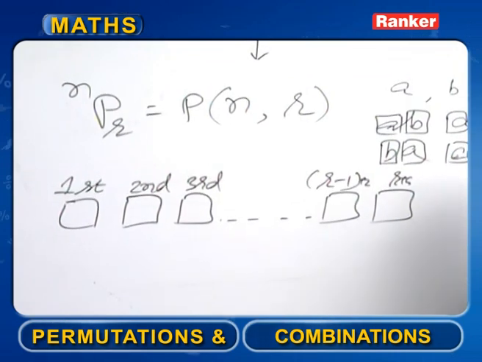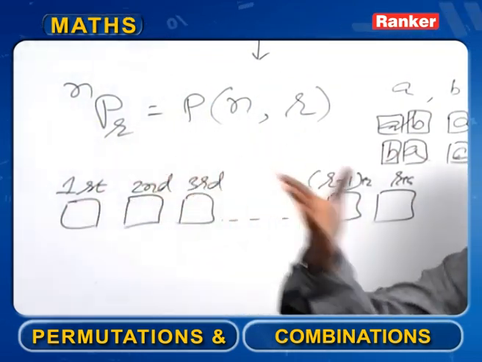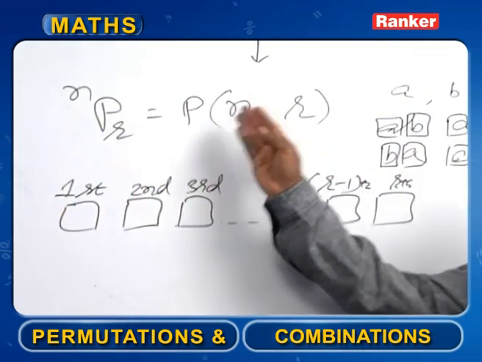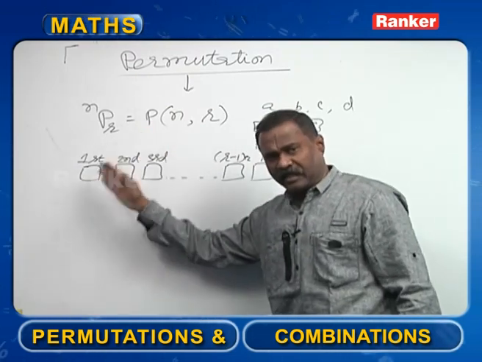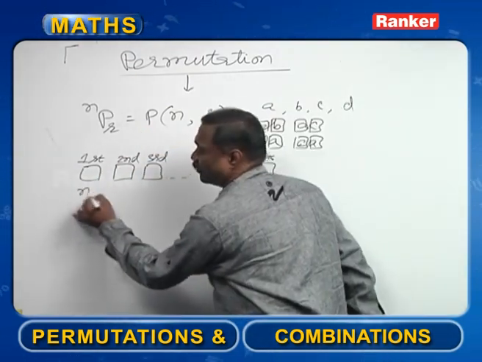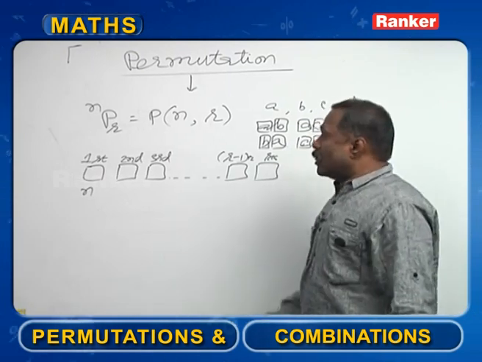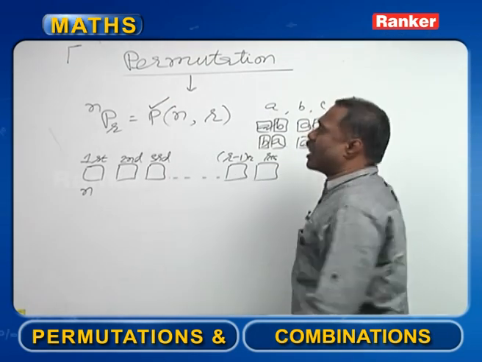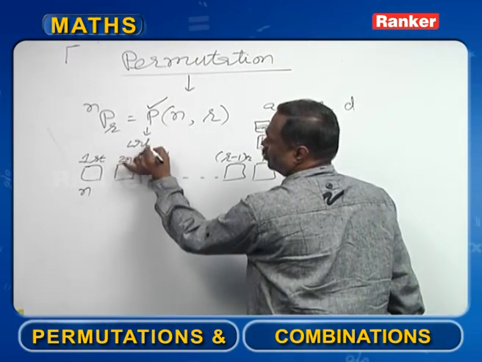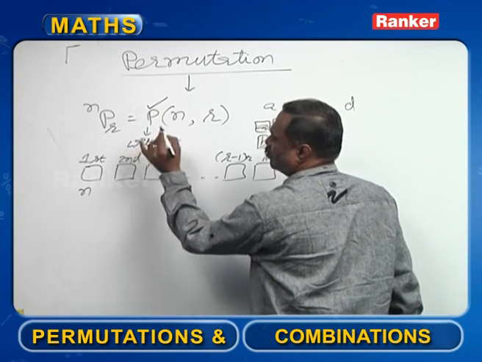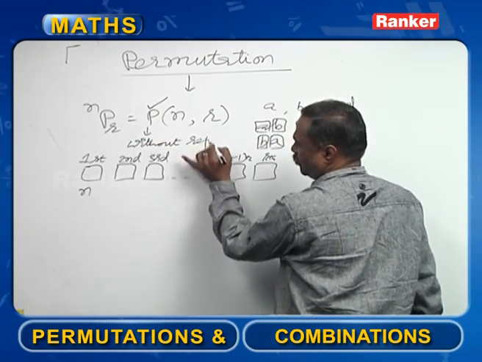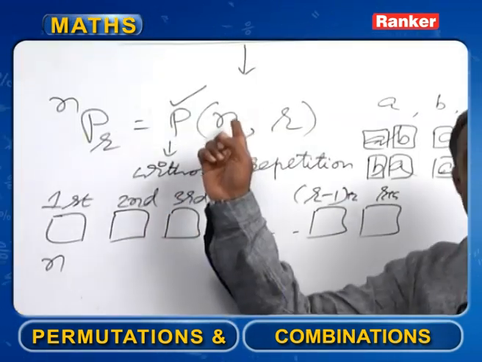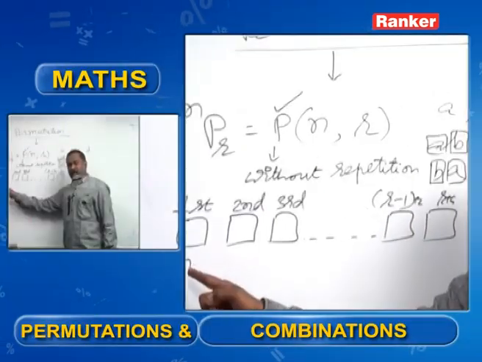Now, let us see. The first blank place can be filled with N things in how many different ways? First thing can be written, second thing can be written, third thing can be written, and so on, Nth thing can be written. Now one thing is already filled. Understand, permutation stands for without repetition. With repetition, what will it be? We will see. Please understand, without repetition. So, N things can be filled in the first blank place in N different ways.